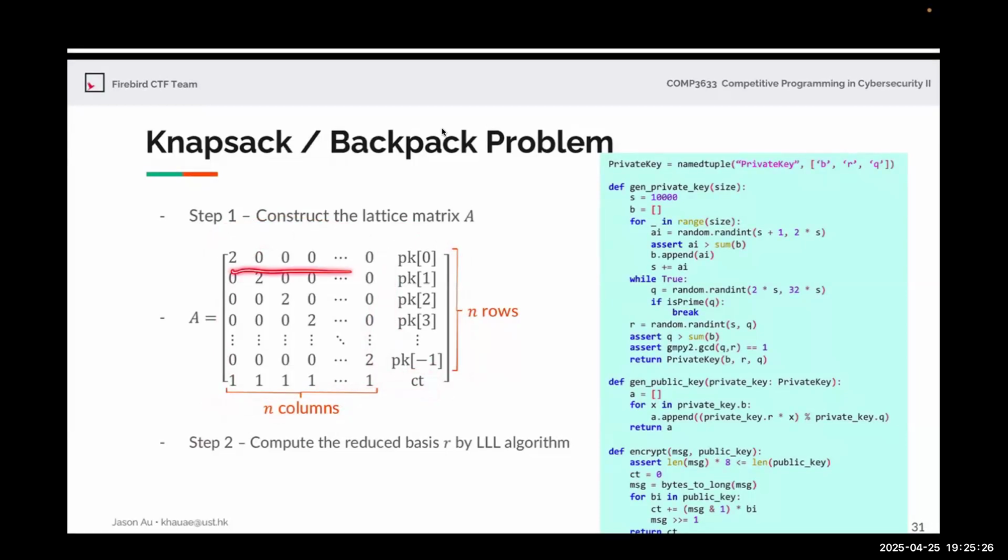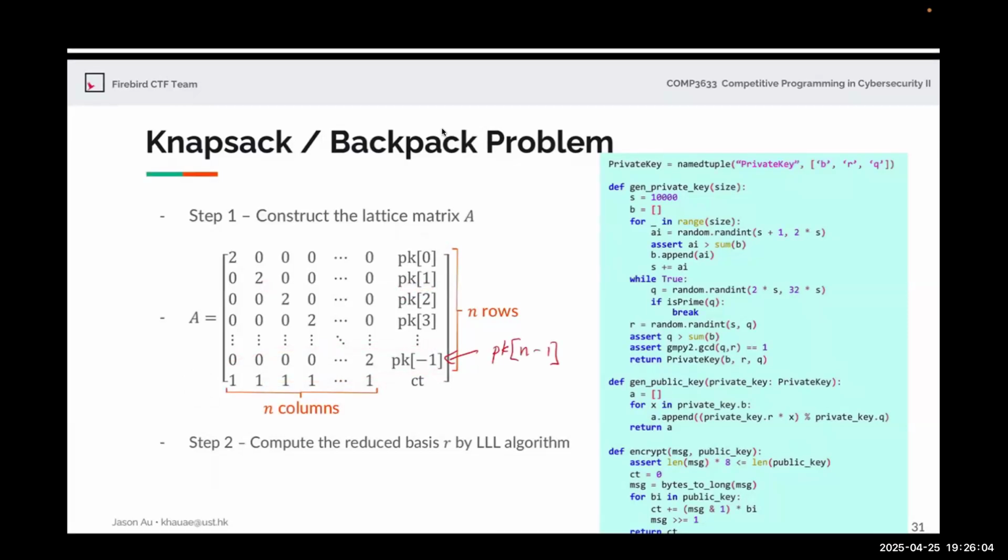For the first row, it's 2 and all 0, and the last one is the first public key. And then for the second row, the second column is 2, and the others remain the same, and this is public key 1. And then all the way to the last one, which should be the n-th public key. If in terms of index, it's n minus 1.